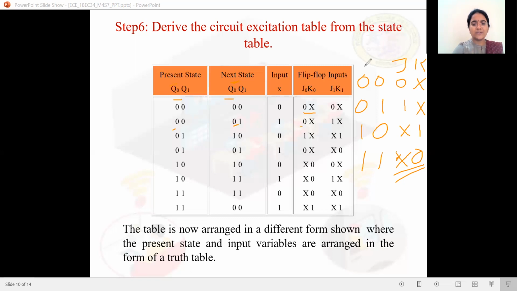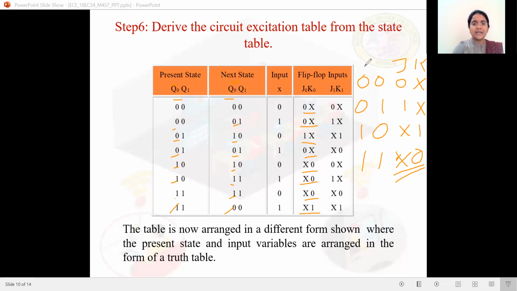For 0, 0, 0x. For 0, 1, 1x. For 1, 1, x0. Which means that when the present state is Q0 and the next state is Q0 plus, if you want to get a particular next state, what should be the JK inputs that we are doing here? When the present state is 1, next state is 1, what is the input? X0. Present state 1, next state 0, X1.